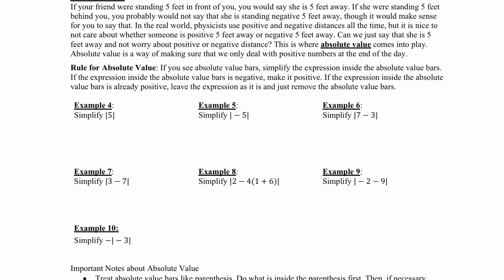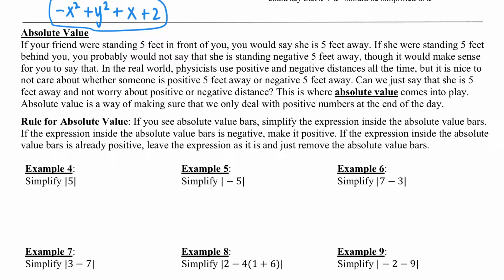The last thing we need to talk about is absolute value. Absolute value exists really for engineering and physics, and sometimes business. It's helpful to know, if somebody is 5 feet away from you, are they 5 feet in front of you or 5 feet behind you? Or if a car is traveling 5 miles an hour, is it going north or south? A lot of times we don't care. Like with social distancing, you need to be at least 6 feet away. I don't care if you're 6 feet in front of me or behind me.